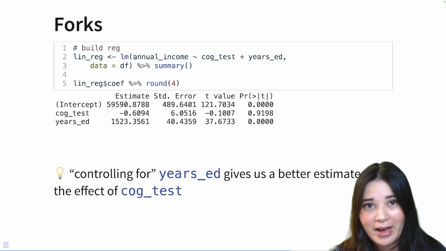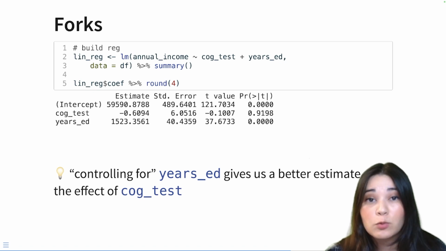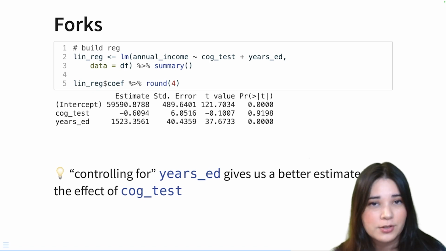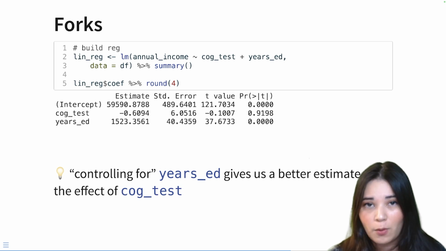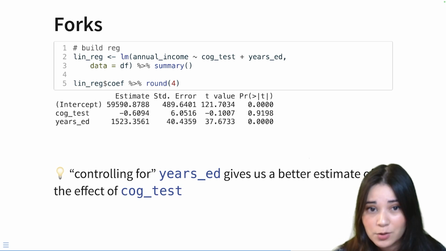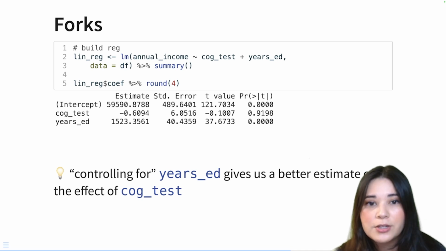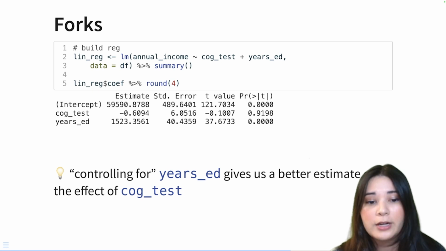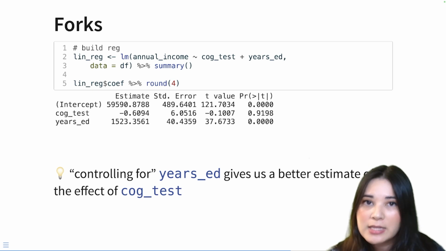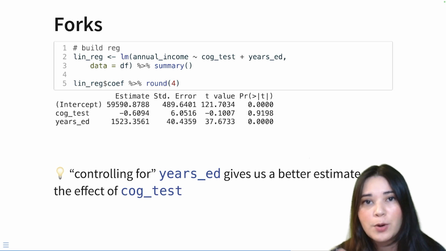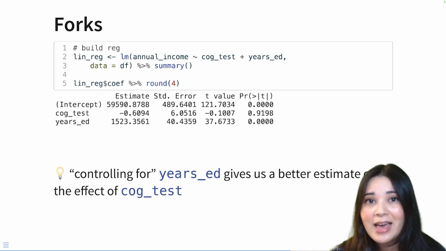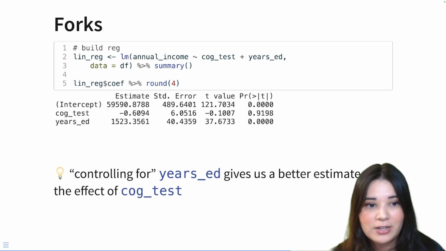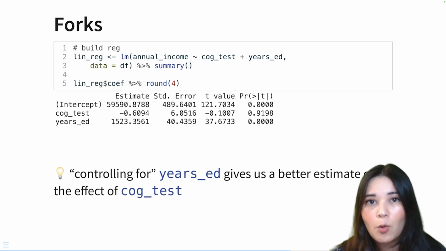When we have a fork pattern in our DAG, we can get rid of that non-causal association by controlling for the confounder. In other words, we're going to look at a model that has not just cognitive test scores as a predictor, but also years of education. People often refer to this as controlling for years of education. And you can see that when we have a model that has both our predictor, cognitive test scores, and the confounder, years of education, we get a much more accurate estimate of our causal effect.